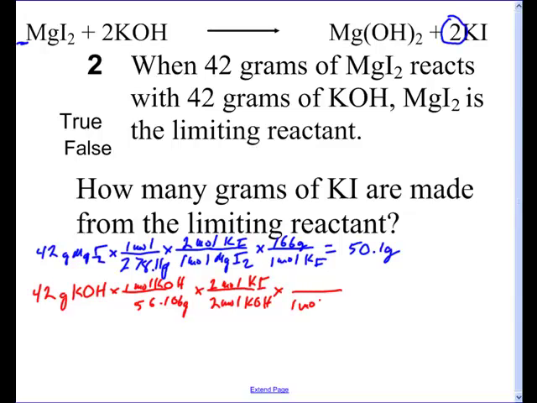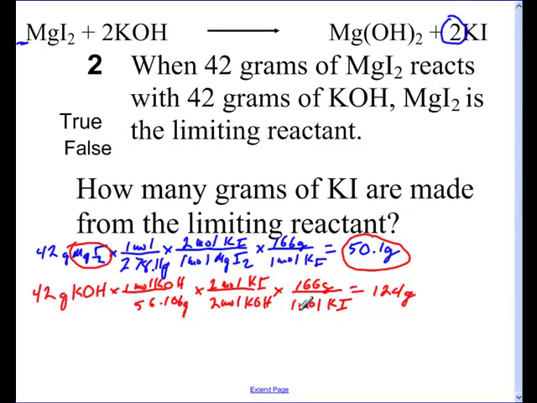1 mole of KI happens to weigh 166 grams. And with that much potassium hydroxide, I would make 124 grams. So who's the limiting reactant? Well, the MgI. Why is it the limiting reactant? Because it made the smallest amount of grams.